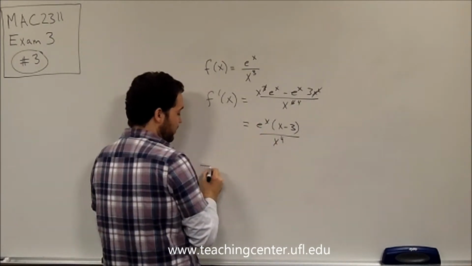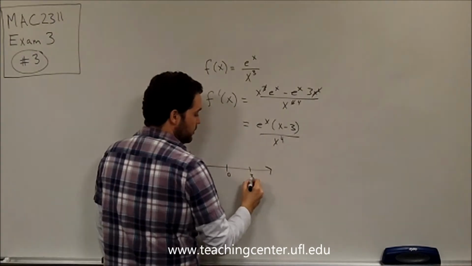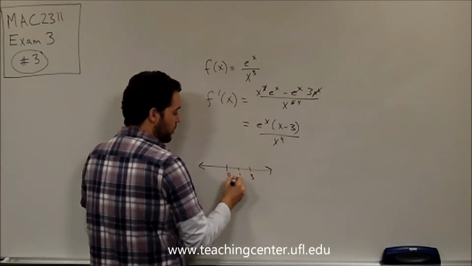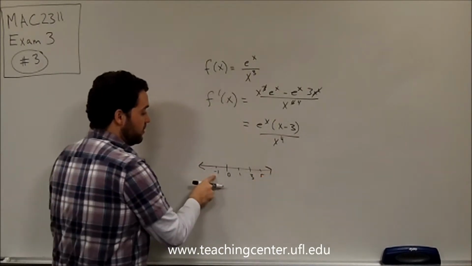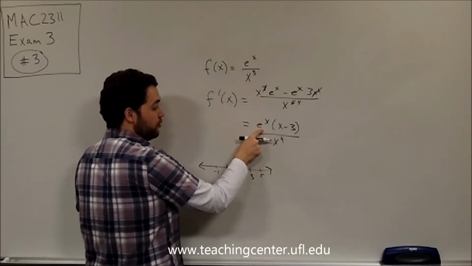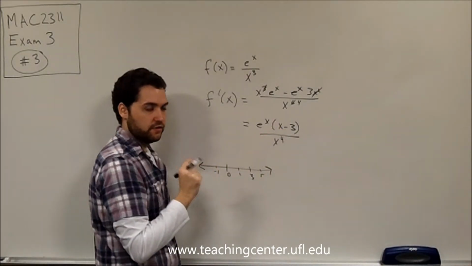So now we can go ahead and plot that on a number line, our 0 and our 3. Choose some test points. We'll choose 1, -1, and 5, say. And then when we plug these back in, you can see that e to the x is always positive, and x to the 4th is always positive. So the only thing you really need to plug it into is the x minus 3.